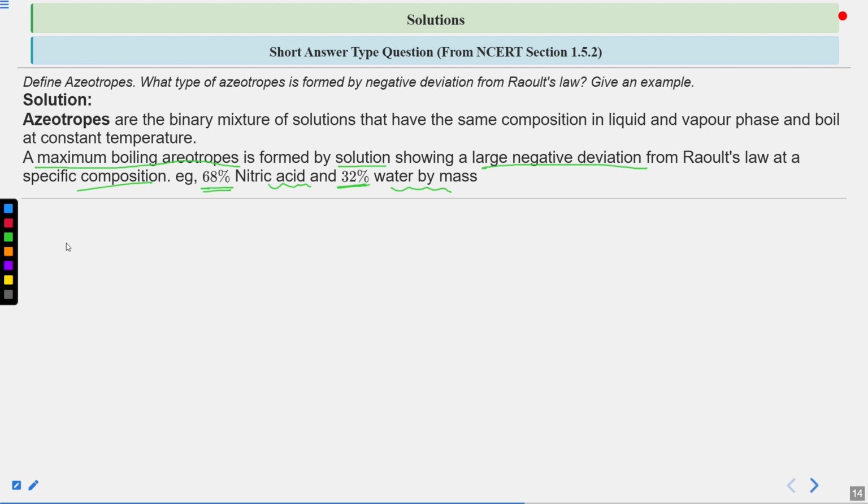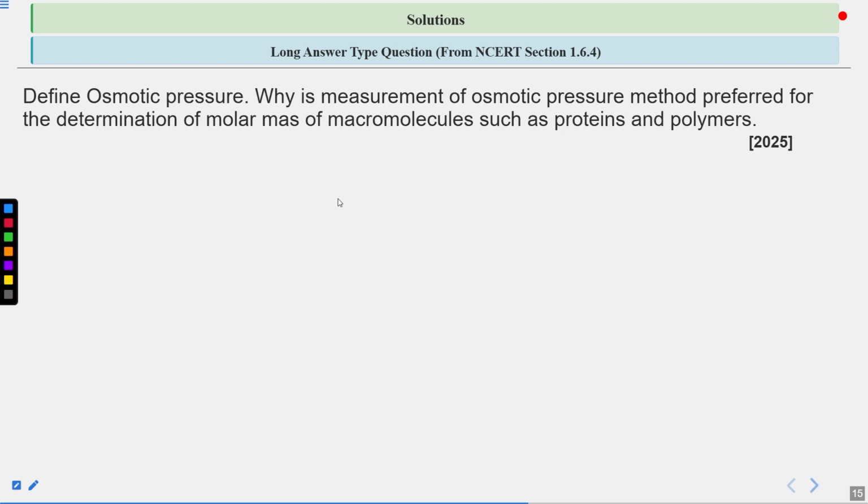Okay, moving on to our next question. This is a long answer type question, and it comes under section 1.6.4 in the NCERT textbook, in the solutions chapter. The question asks: define osmotic pressure. Why is the measurement of osmotic pressure preferred for the determination of molar mass of macromolecules such as proteins and polymers? So again, we have two questions.